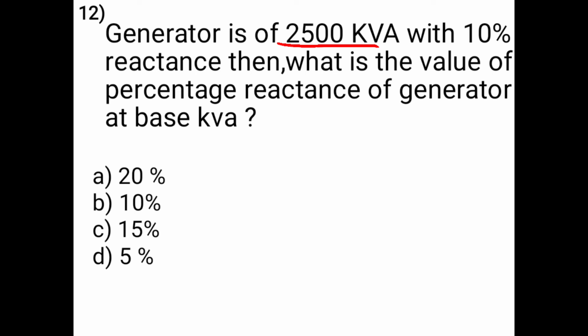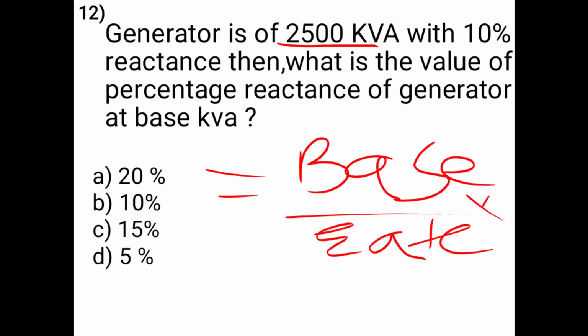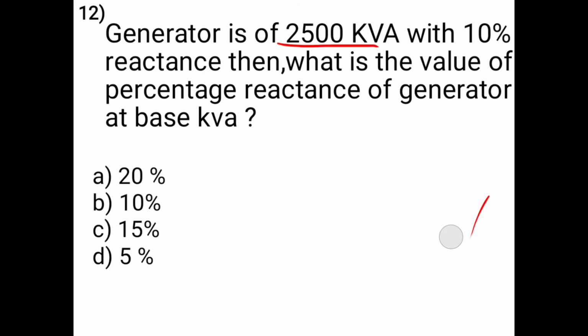Here base kVA and rated kVA are both 2500, meaning 2500 kVA is both base kVA and rated kVA. So our formula is base kVA upon rated kVA multiplied by percentage reactance at rated kVA, which is 10. That is 2500 divided by 2500, because base kVA and rated kVA are the same, multiplied by 10.